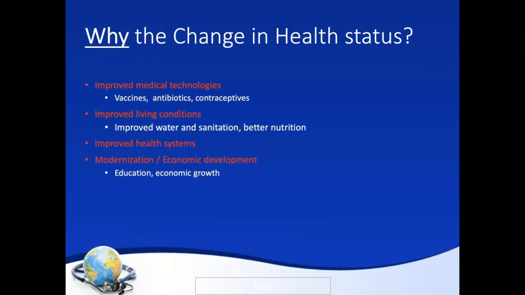Well, improved medical technologies, vaccines, antibiotics, contraceptives, improved living conditions. So again, water and sanitation, better nutrition, improved health systems. Modernization, economic development, so better education, people knew more, economic growth. You can see how we were able to transition from those earlier stages in the early 20th century to where we are now. And if you look at these 4 points here, this is what we need to focus on for those low-income countries to have them shift to where we are now.